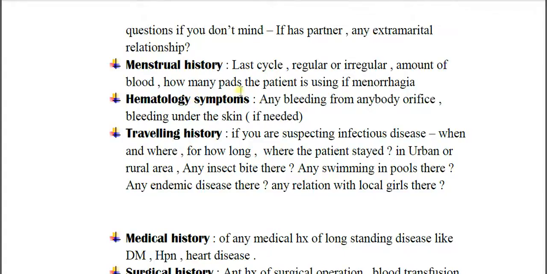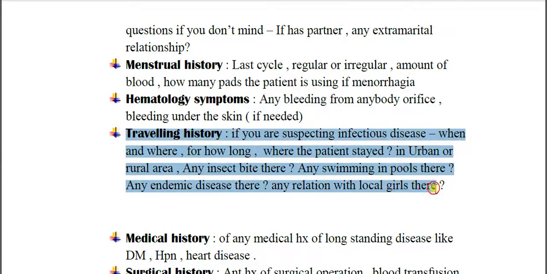Hematological symptoms, any bleeding from any body orifice, any bleeding under the skin. This is if needed, if you are suspecting anemia, for example, and the patient is bleeding or whatever. Traveling history. It's very important to ask about traveling history if you are suspecting infectious disease or disease acquired from traveling.